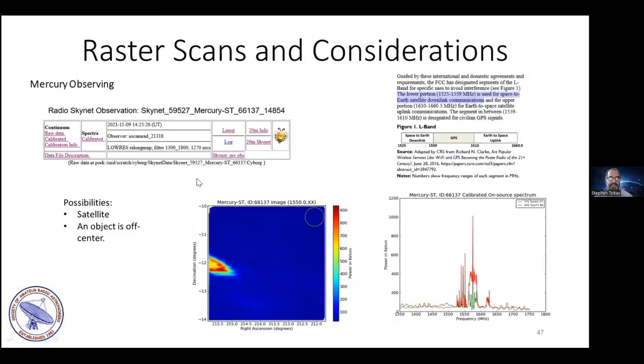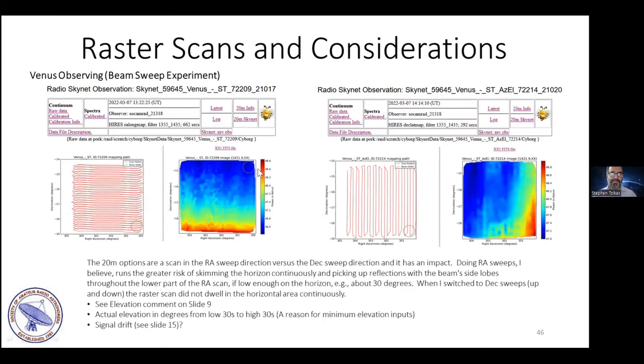In this one I did on myself, this was an experiment I did. I knew I wasn't going to pick up Venus, but anyway, I tried. I was slewing back and forth along the right ascension, and you can see you pick up more of the ground effect that way. When I switched to doing declination sweeps, which you can do in the 20 meter, you can see you get a totally different pattern as it goes higher in the sky.